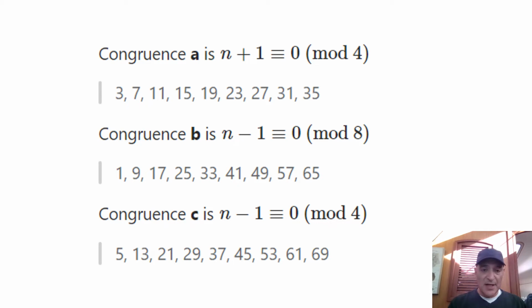Congruence C is n minus 1 congruent 0 mod 4. The difference between that and the first one is this is n minus 1. And remember, n is always odd. And so this sequence is 5, 13, 21, 29, 37, 45, and so on. All of these series, really better to call them series than sequences, go on indefinitely to infinity.